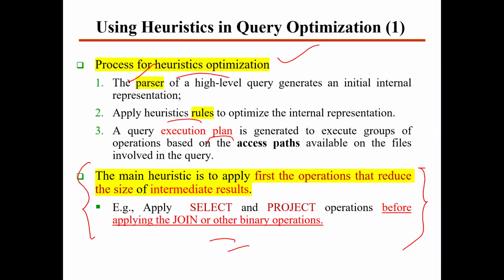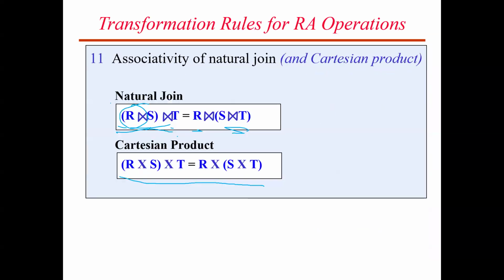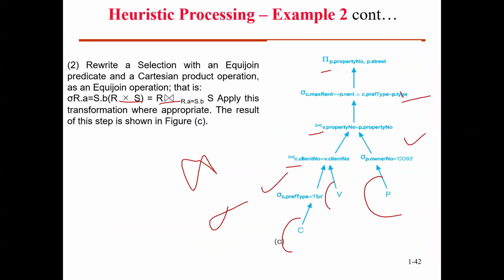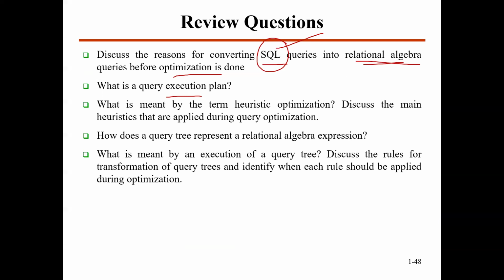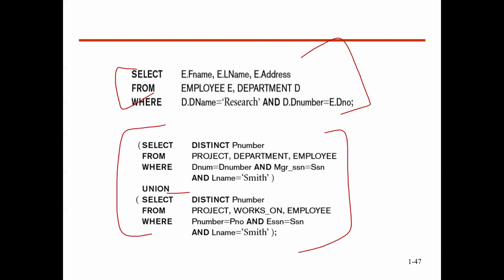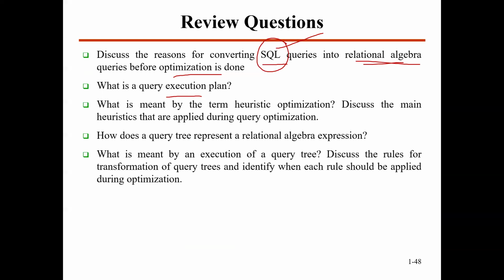Another question can be, what is meant by heuristic optimization? We just saw there are 6 heuristic optimizations. You can name them. Discuss the heuristics that are applied during query optimization. All 6 of them you can give here as an answer to this question. How does a query represent a relational algebraic expression? You can give one example: write an algebraic expression and give its query tree representation.